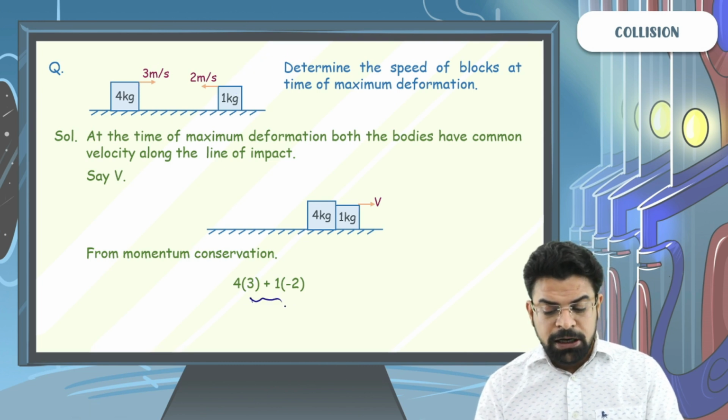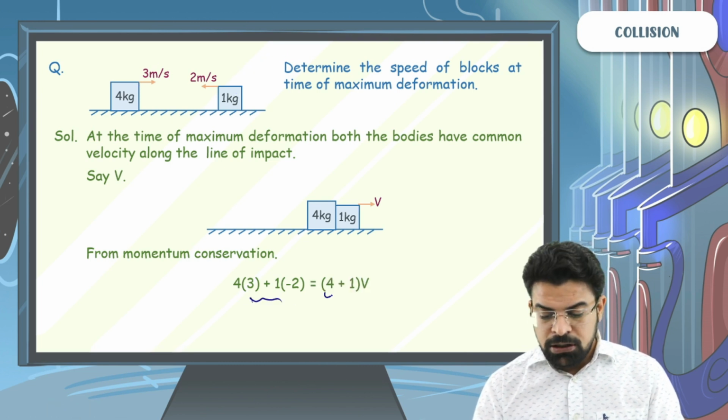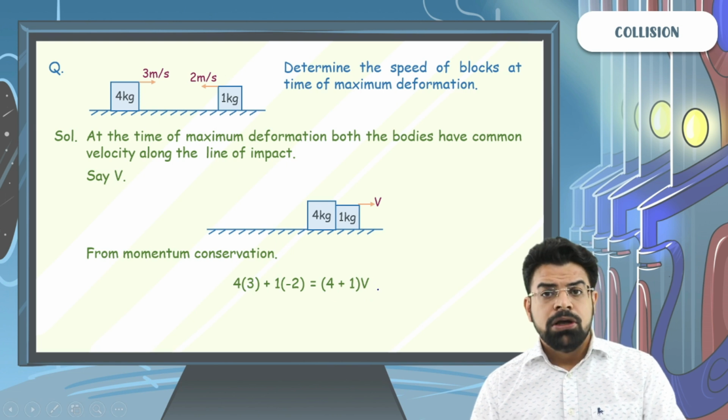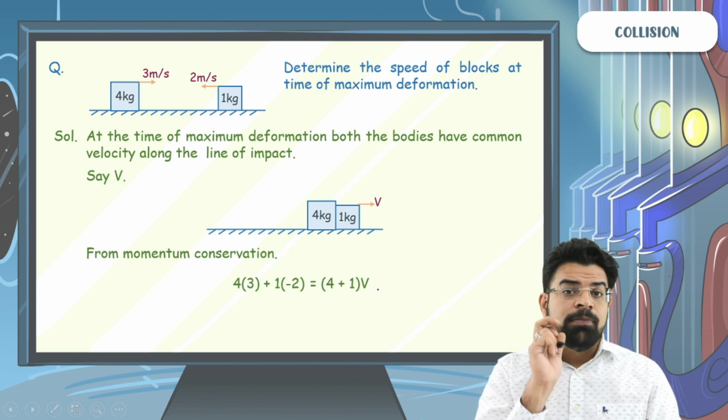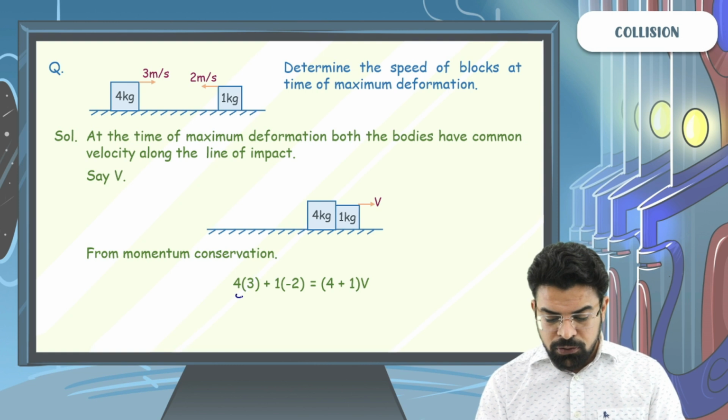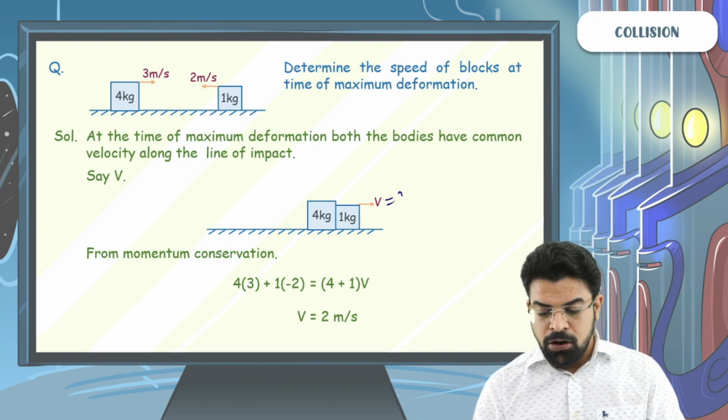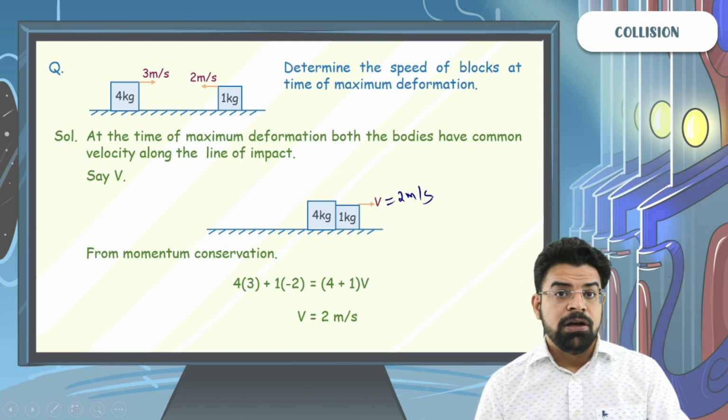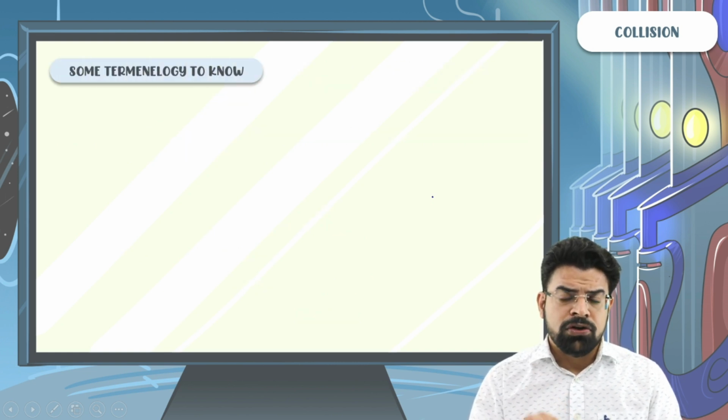So initial momentum equals final momentum. That will be (4 plus 1) into v. So the common velocity at the time of maximum deformation will be how much? 12 minus 2, 10, equals 5 into v, or v comes out to be 2 meter per second. So this will be the common velocity at the time of maximum deformation. Moving on, some important terminology that you should know.